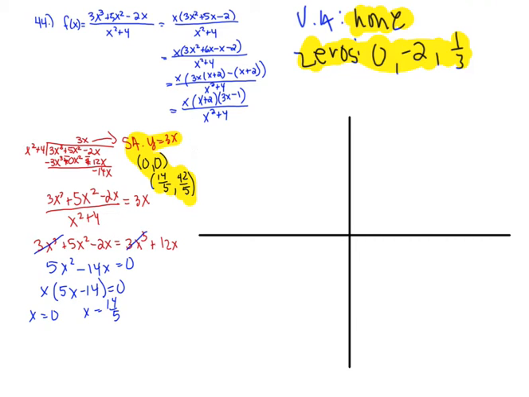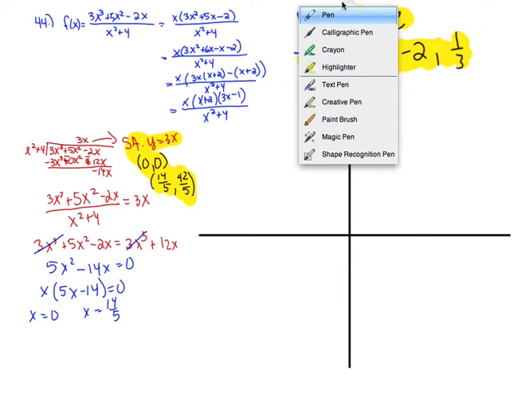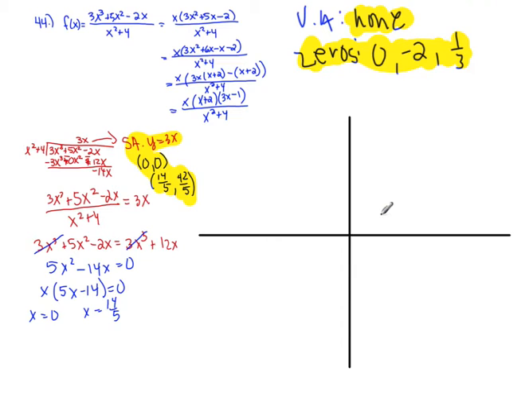I first need to start graphing y equals 3x. So the slope of my slant asymptote is 3, and the y-intercept is 0. So my y-intercept is 0, my slope is 3. And then I'm going to draw a dotted line to represent my slant asymptote. Like so.